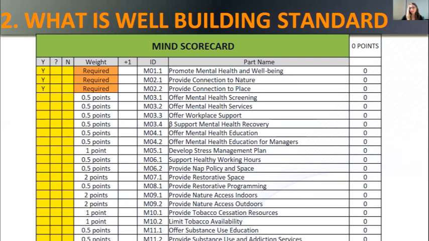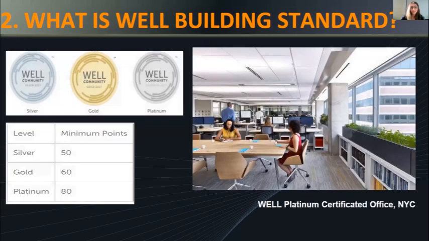This is a mind scorecard. There are required points, and you have to fulfill these requirements. If you have a health education system in your workplace, but you don't have a connection to nature, you cannot get the certificate. There are levels of certification: silver, gold, and platinum. As you can see, there is a platinum certified office in New York.